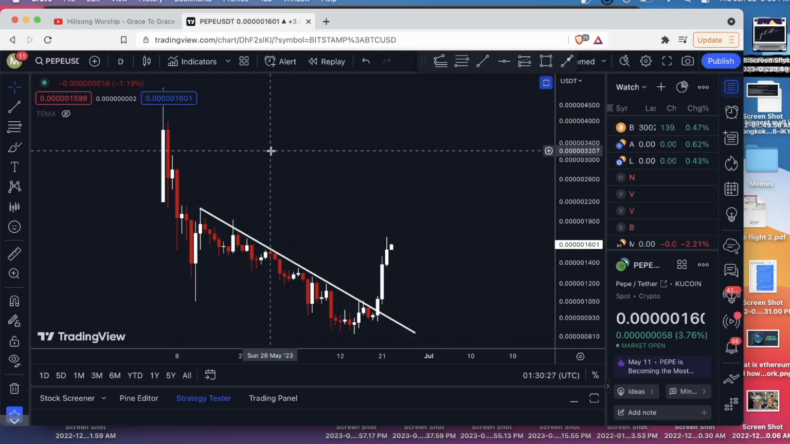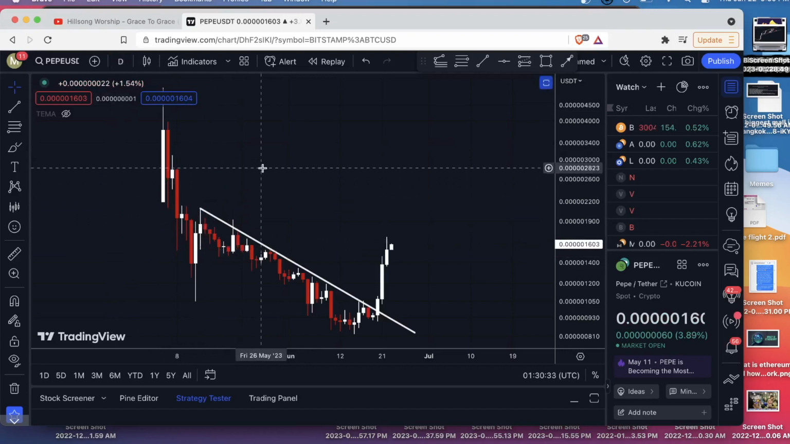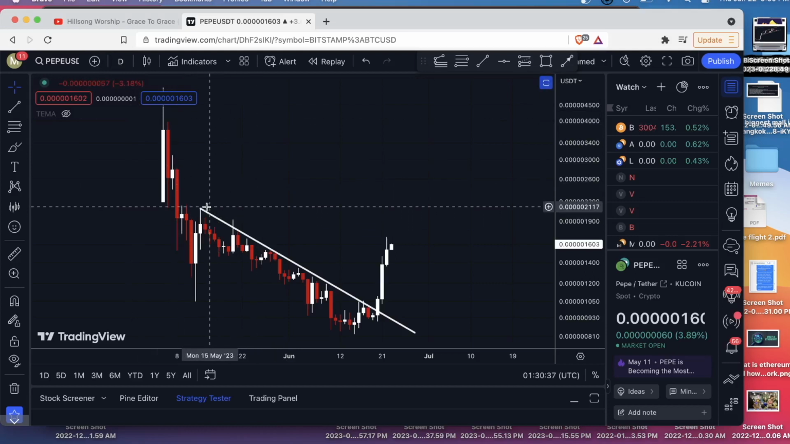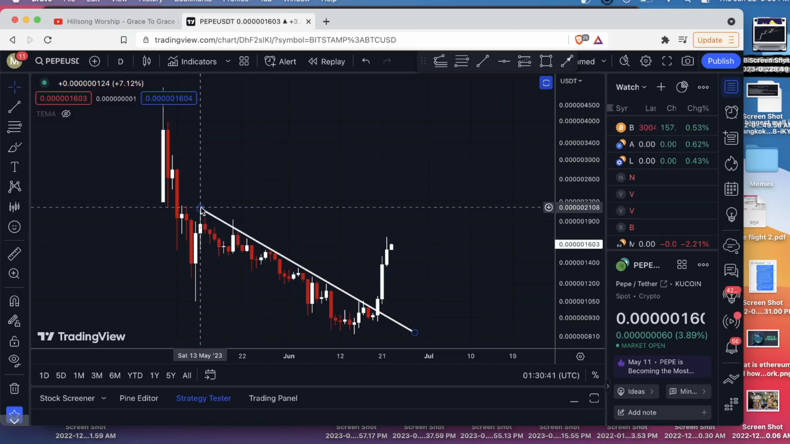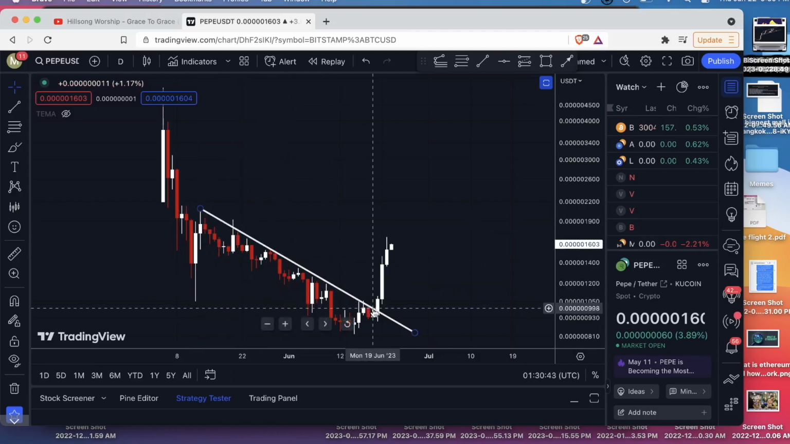So what we have here, I'm on the daily. As I mentioned in the previous video, I always like to start the analysis using the larger time frames, and this is a relatively new coin. So looking at the weekly, you're not going to get very much information, but the daily works. So you see we had this, starting on May 23rd, all the way till now.